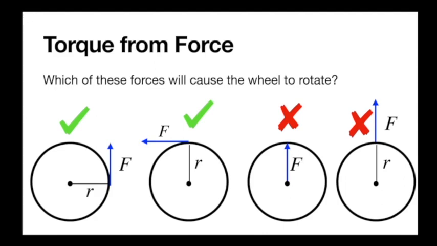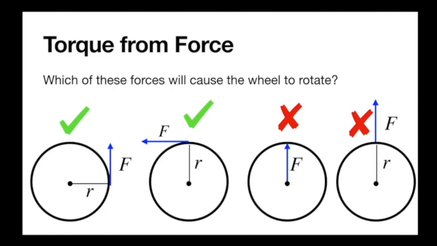Okay, so any key distinctions here? What differences are there between the forces that do create a torque and the forces that don't create a torque? Very close. Not quite to the axis of rotation, but to some vector related to the axis of rotation. They're perpendicular to r. Yeah, exactly.